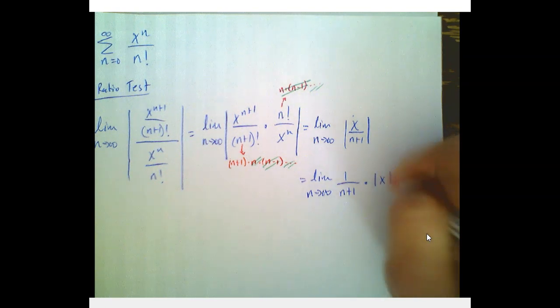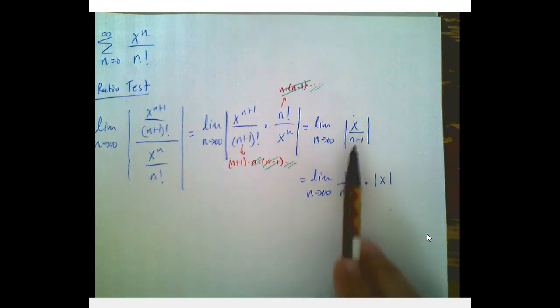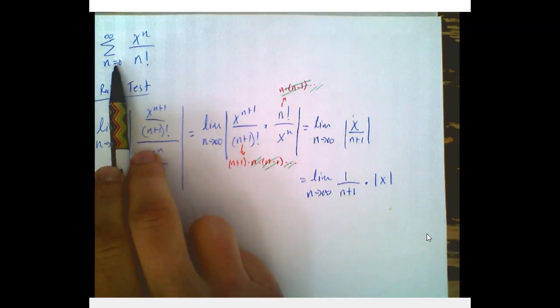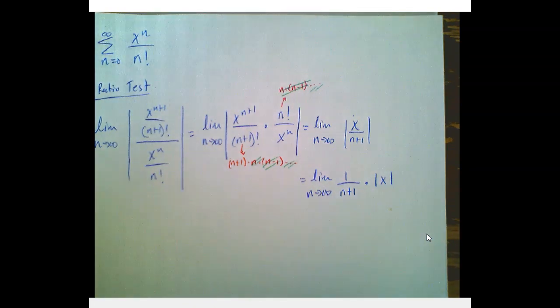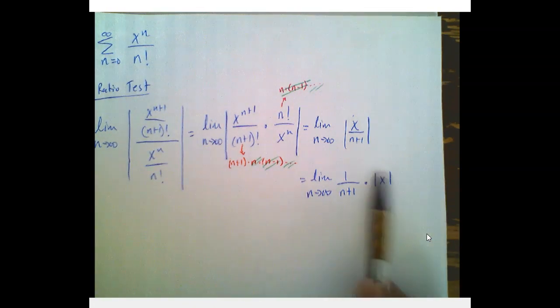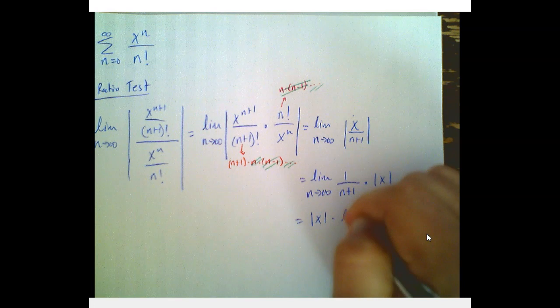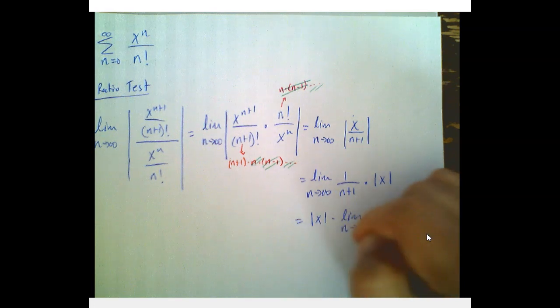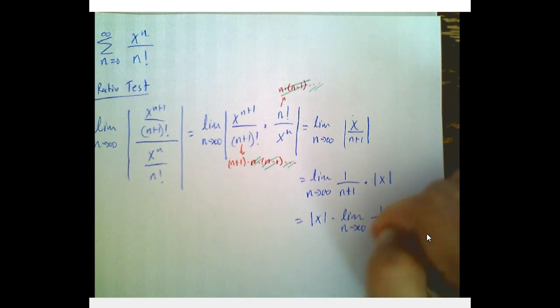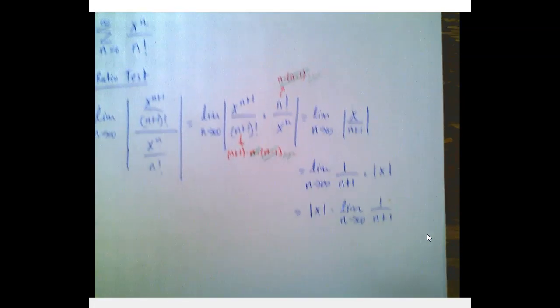times the absolute value of x. This is doable because the bottom number is always positive, because our n's are always going to make something down there that's positive. Okay? So notice that this guy does not depend on n, so I can actually pull this out of the limit. But this one does depend on n. Okay?